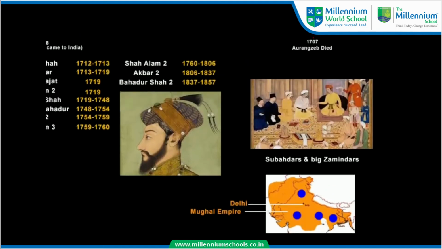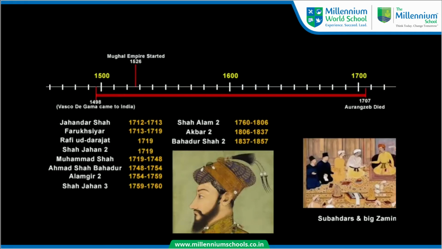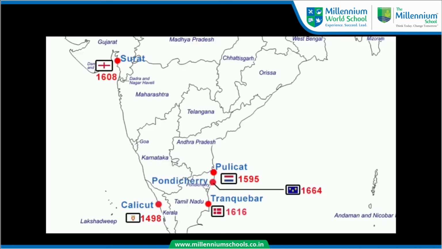Now we have the dates 1707 and 1498. Let's get to know what happened in between. In 1498, the Portuguese came to India, to Calicut. After the Portuguese, the Dutch fleet arrived in Pulicat in 1595. Then came the British, who landed in Surat in 1608. After them, the Danish came to Tranquebar in Tamil Nadu in 1616. And at last, the French came to Pondicherry in 1664. They all were collectively called European traders.